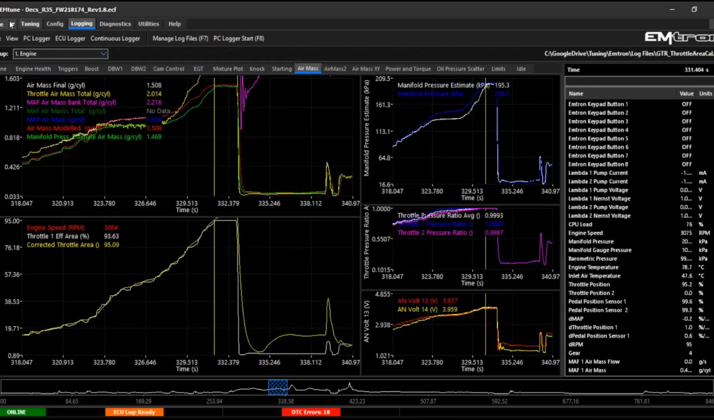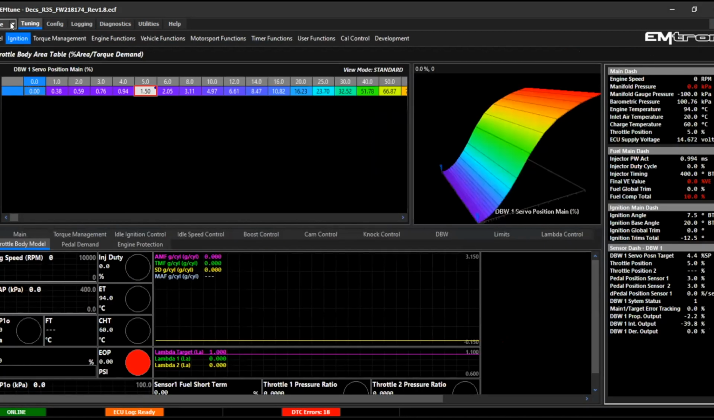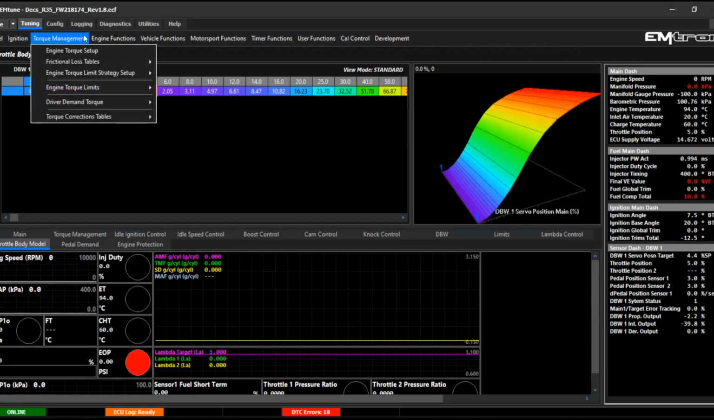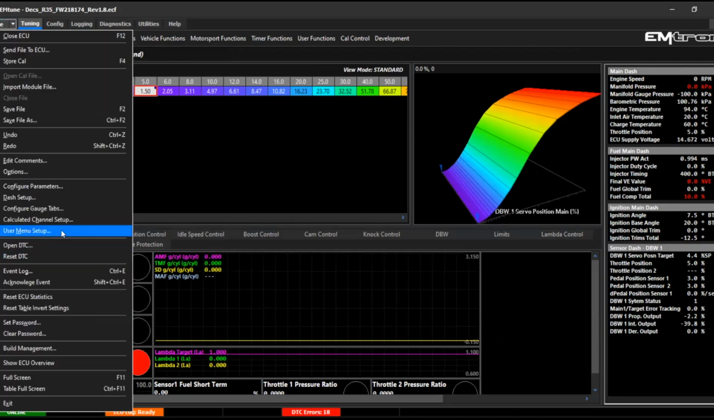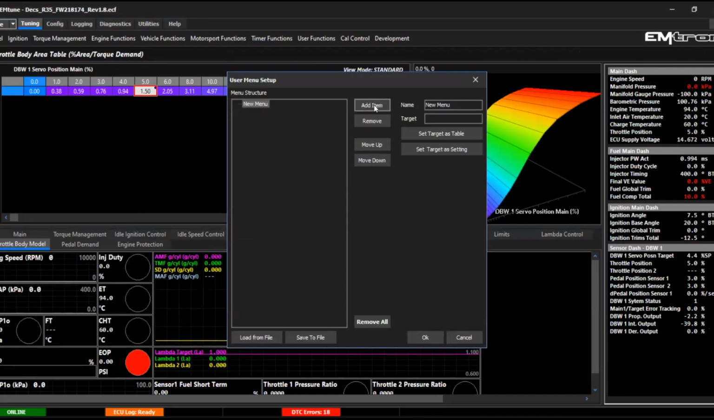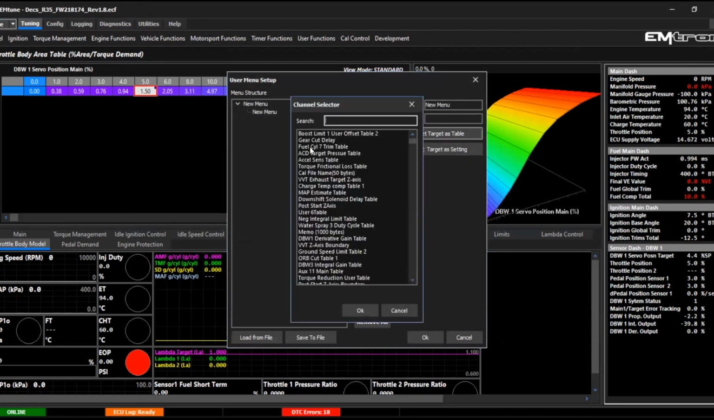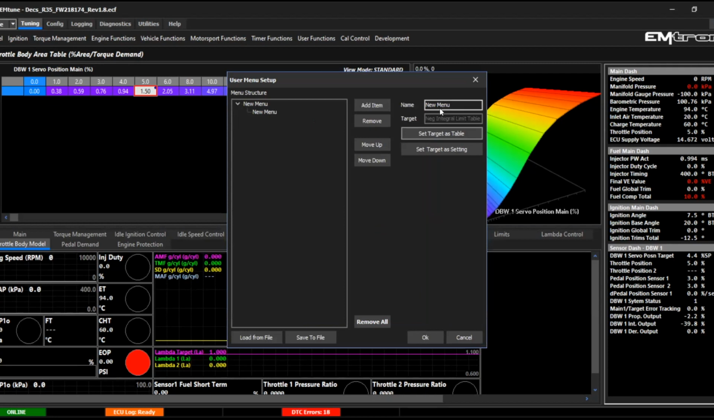Nice. And then we've added a very powerful user menu system. So super useful if people have got customers who only want to change a handful of things in their ECU when they're out at the track, and they don't want all of these menu systems, because a lot of customers are terrified they'll change something they shouldn't. So you can go into user menu setup and create a new menu, add whatever you want, call it whatever you want, target it as a table or a function, then save it to a file, give it to your customer, and they can have access to just that menu.